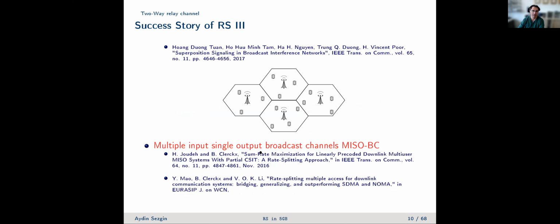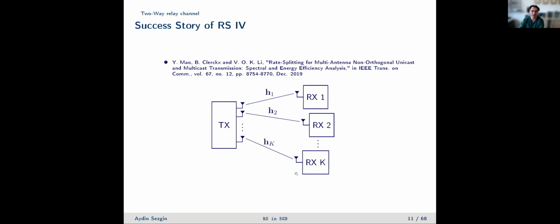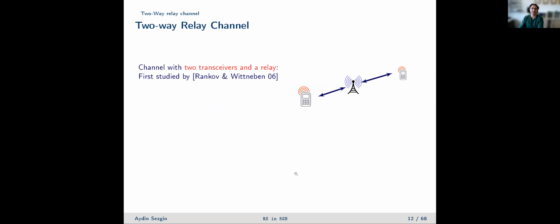And also there has been some work on multiple input, single output broadcast channels, so MISO broadcast channels, by some groups, showing the benefits of rate splitting there as well. So here are some references for your convenience. You can look them up. Okay, let's start with the two-way relay channel.